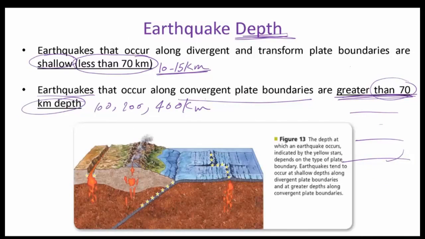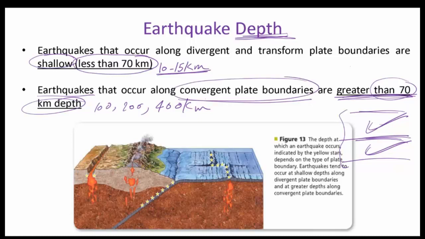If you remember, we said there is a layer called the lithosphere. The lithosphere has the crust at the top and the upper part of the mantle at the bottom. Okay? So these earthquakes, which happen at the convergent plate boundary, usually it happens in the next layer under the crust.